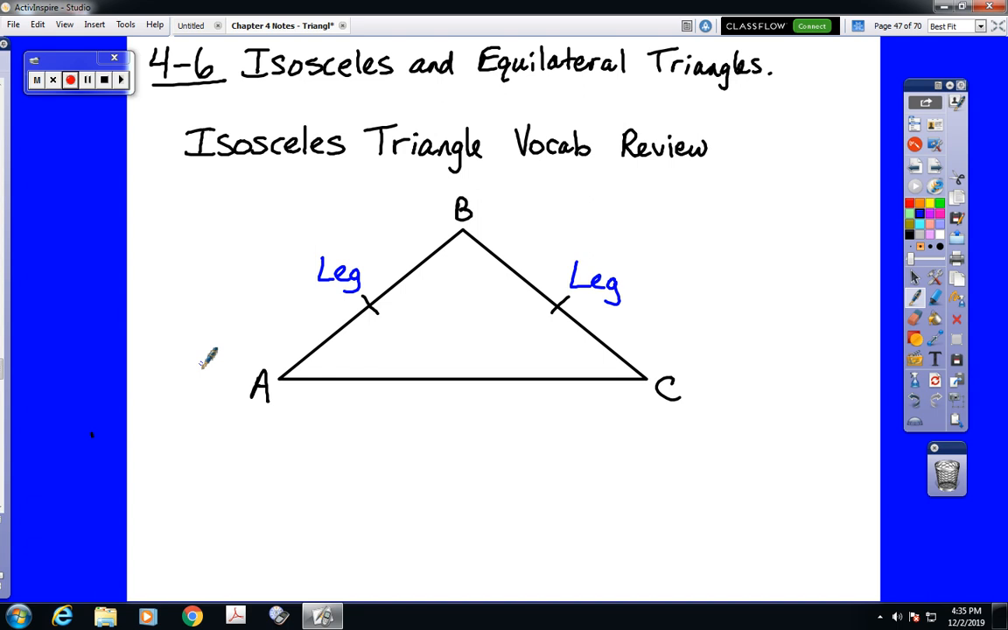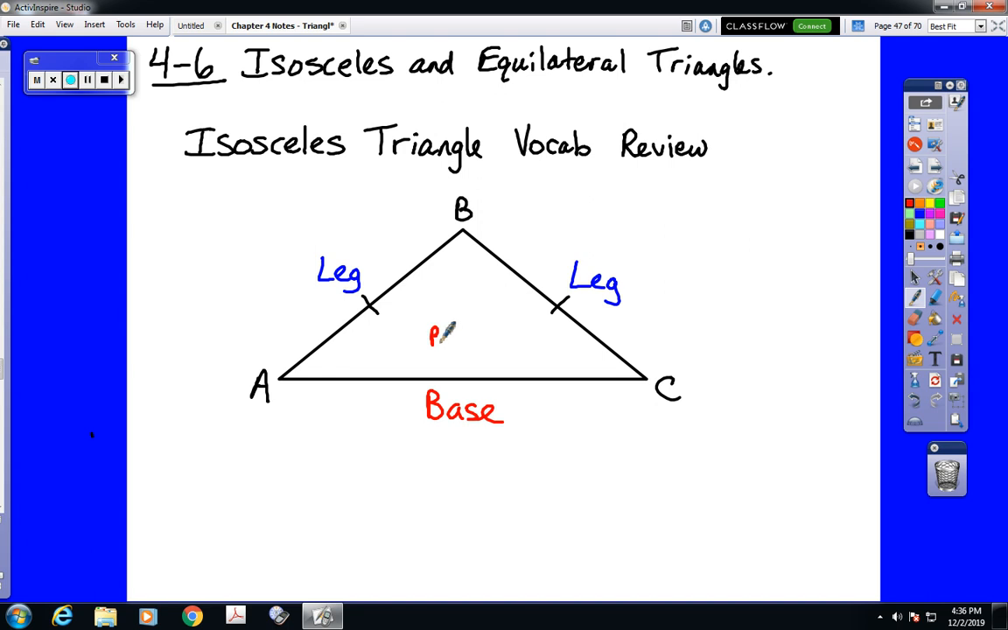Okay? Now, when we're looking at this, the third side of the isosceles triangle, this would be the side that is not congruent to the other two sides, is known in this course as the base. So AC is the base of the isosceles triangle. Now, what we need to be able to do is recognize that base. That is key because we need to understand that the base is not the same length as the legs.